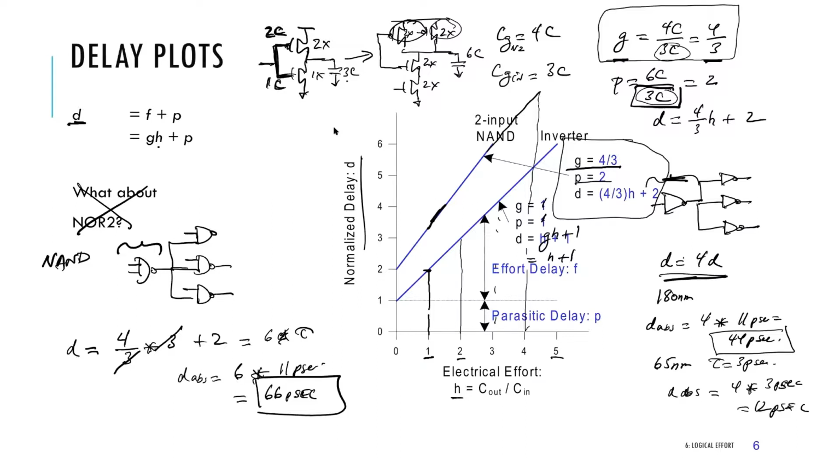Gotcha. Okay. So the equation is, the delay is G times H plus P. So G is 1 and P is also 1. So D ends up being 1 times H plus 1. So D is H plus 1. So if H is 3, D ends up being 4. Okay, got you. So the other way to look at it is this plus 1 comes from the inverter's own output capacitance. This is another way to look at it. Yeah, okay, thank you. Sure.